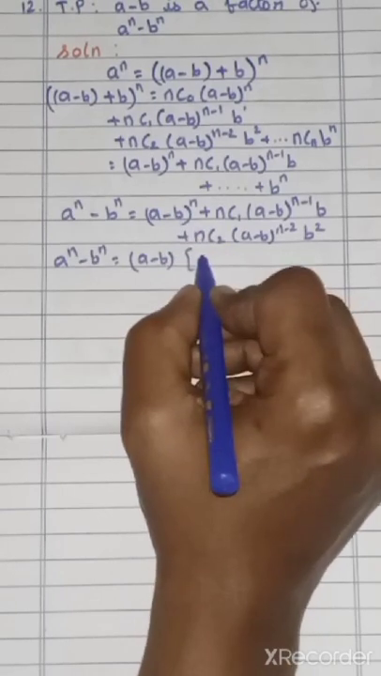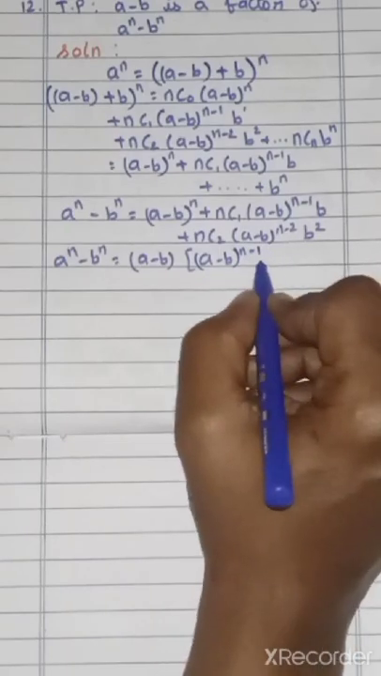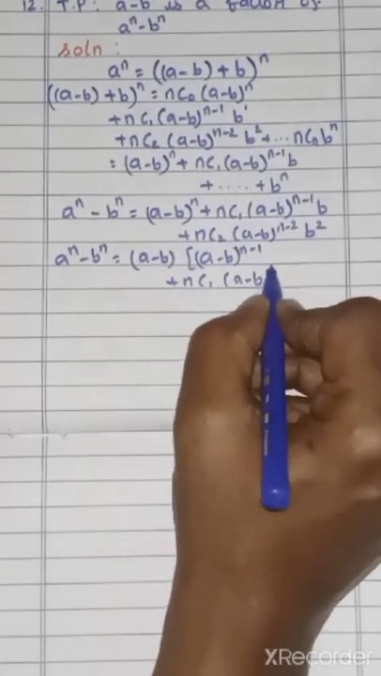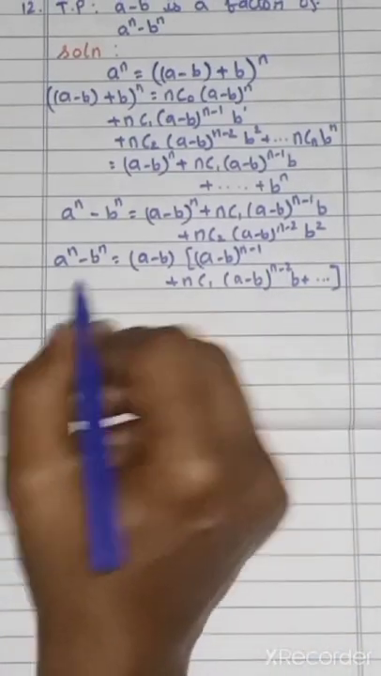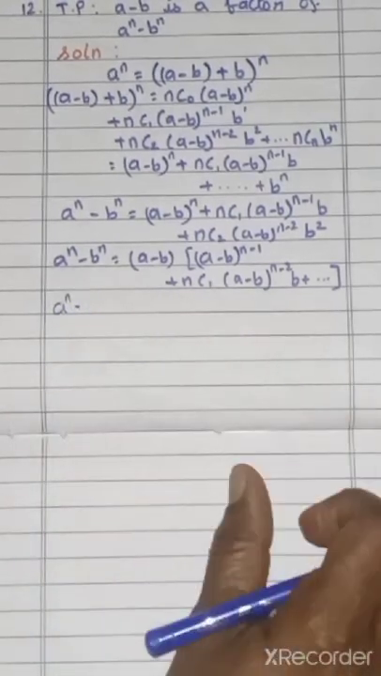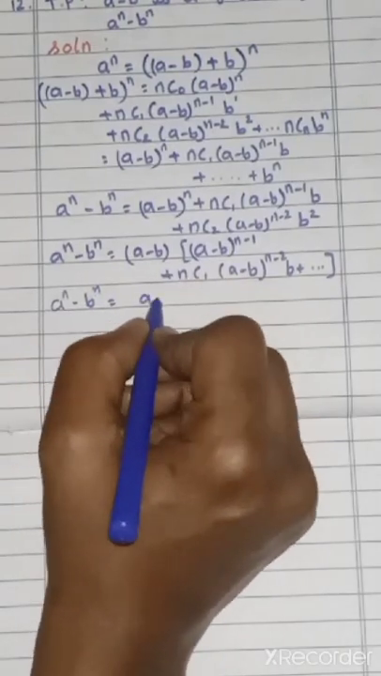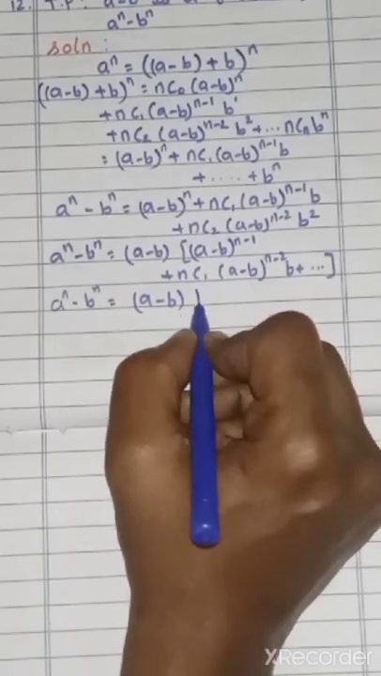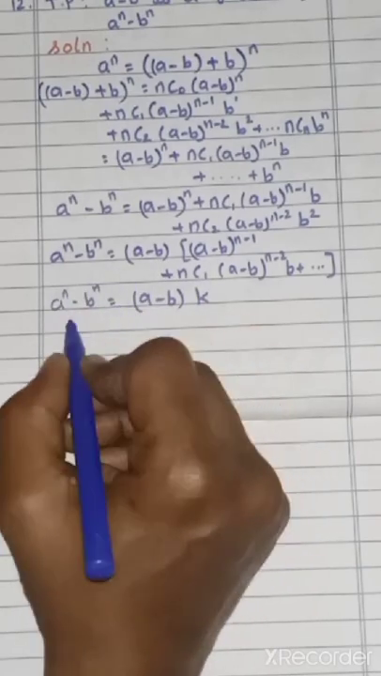So if I take a minus b as common, we will get (a minus b) power n minus 1 plus nC1 (a minus b) power n minus 2 into b plus etc. It goes on like this. Okay, so again we can write this as a power n minus b power n, which is equal to (a minus b) into some constant k. This whole term we can take as k. Now using this we can conclude the answer.